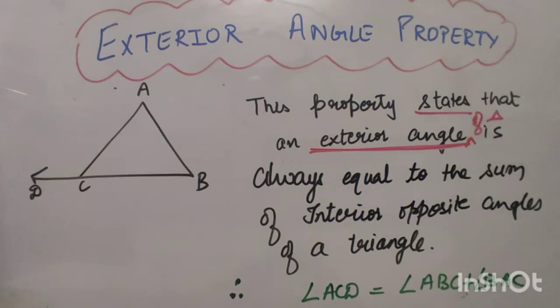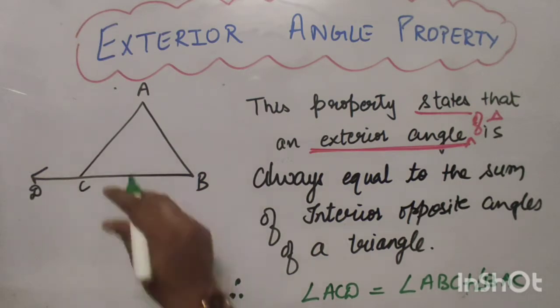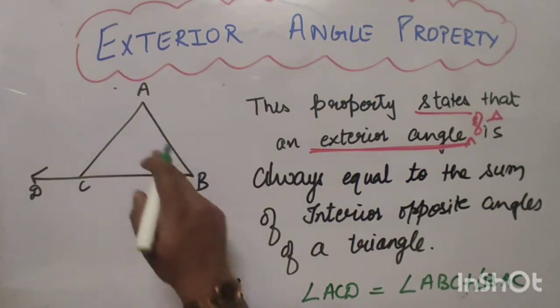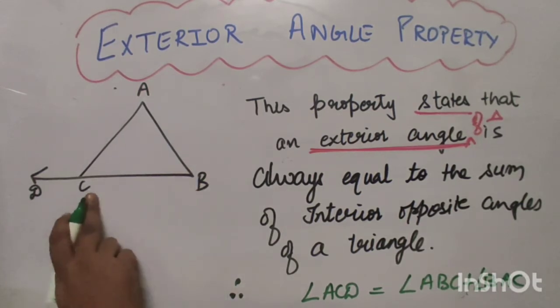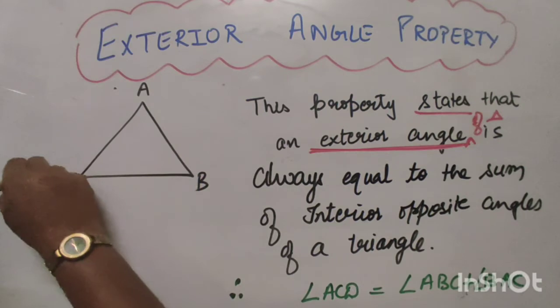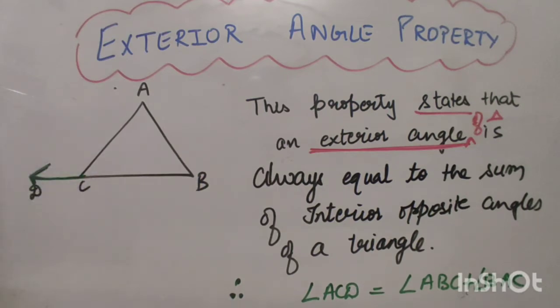Today we are going to discuss the exterior angle property of a triangle. Before we start, we have to be clear about what the exterior part of a triangle is and what the interior part of a triangle is. As you can see, we have one triangle on the board, triangle ABC, and you can see the side BC is extended outside the triangle, right?